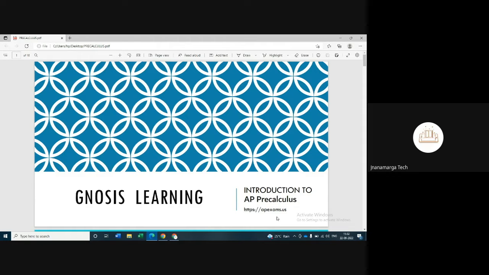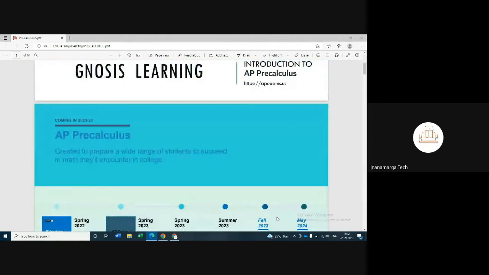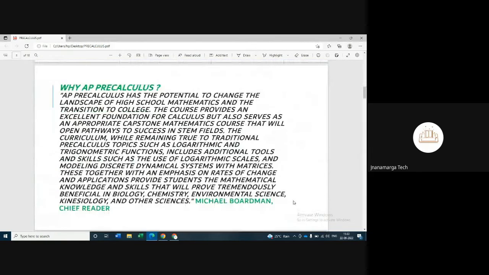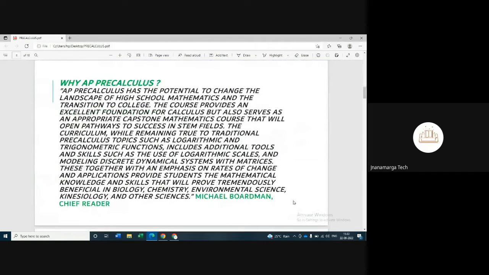So AP Pre-Calculus is recently launched and it wasn't there in the previous year. That's why there are a lot of questions and a lot of doubts related to the same. The main question starts with: why AP Pre-Calculus? Why do we even need Pre-Calculus? Because we already had an AP Calculus subject.